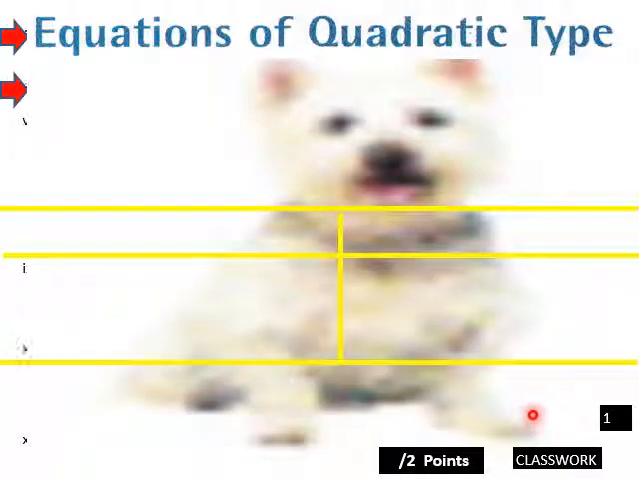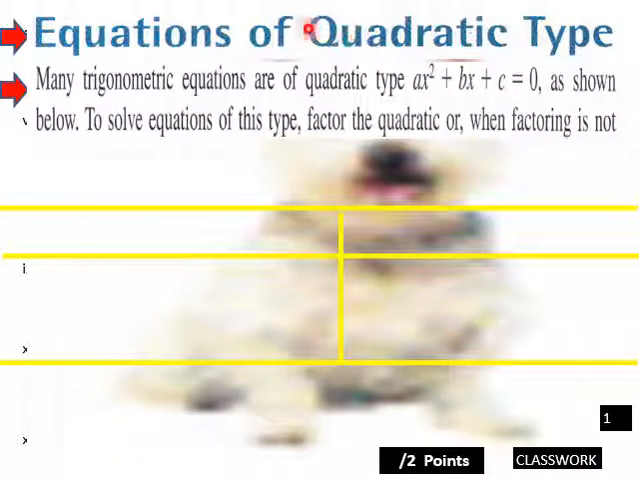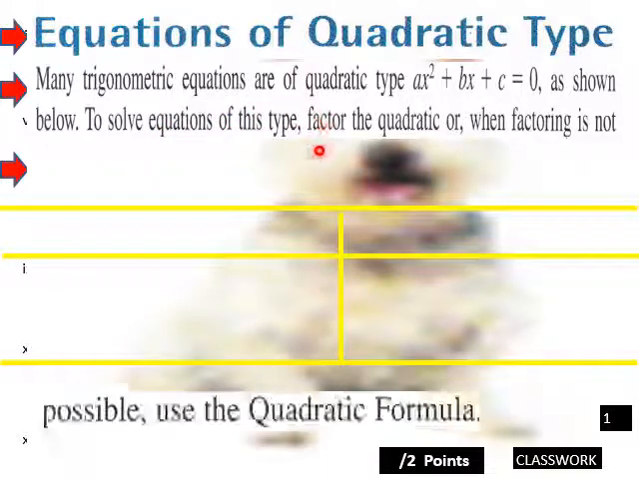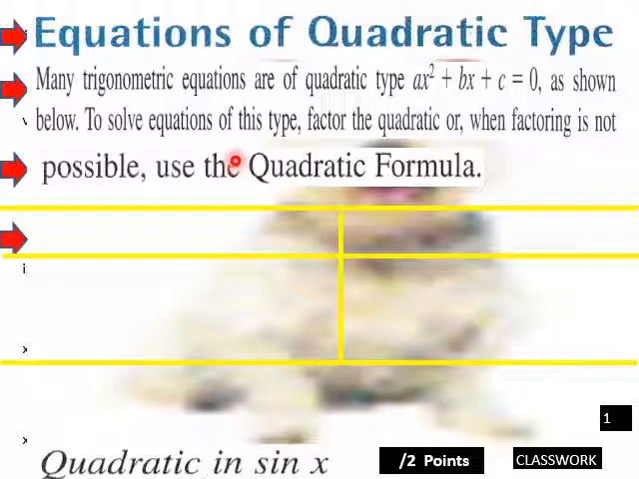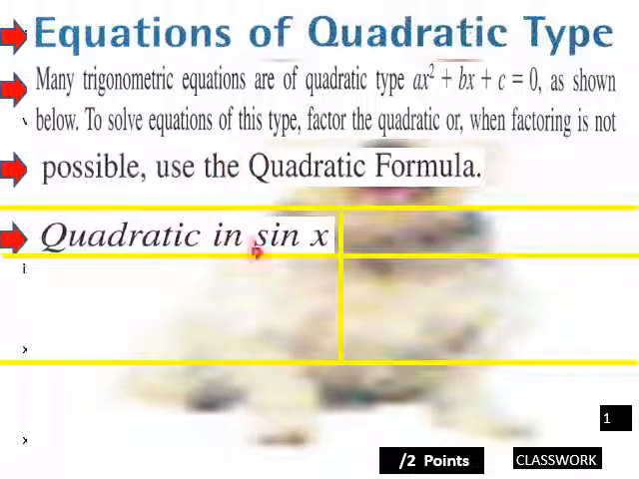First page of our classwork here. Equations of quadratic type. Many trig equations are of the quadratic type, ax squared plus bx plus c equals 0, as shown below. To solve equations of this type, factor the quadratic, or when factoring is not possible, use the quadratic formula.